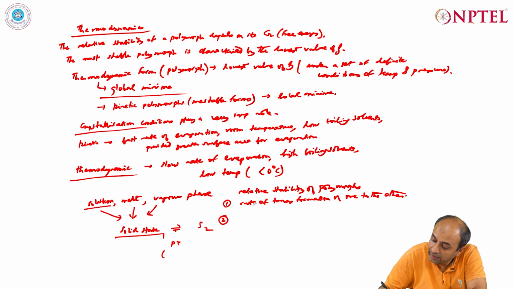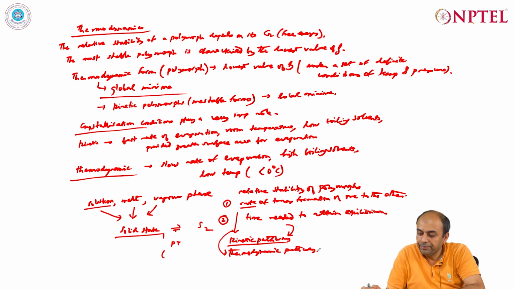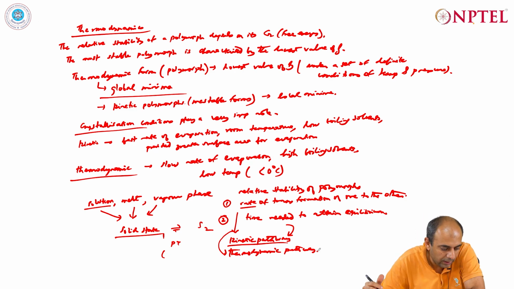And so the rate of transformation is important. And second thing is the time needed to attain equilibrium. The time needed to attain equilibrium defines the kinetic pathway, but the rate of transformation of one to the other defines the thermodynamic pathway. So what is the time which is necessary to attain equilibrium? Is the kinetic pathway, but the relative stability and the transformation depends upon the thermodynamic pathway.